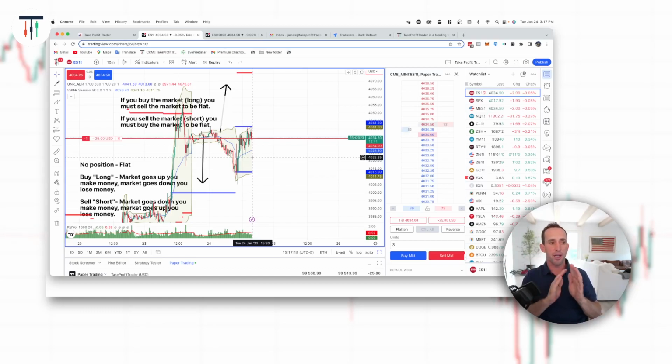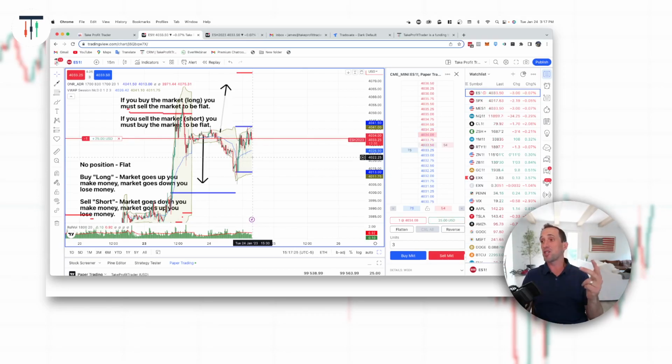All you have to think about in trading is a plus and a minus system. If I buy one, I need to sell one to get flat. If I buy 2, I eventually need to sell 2 to get flat. I don't need to sell them at the same time, but I need to sell a quantity of 2 at some point to be out of the market and be flat.